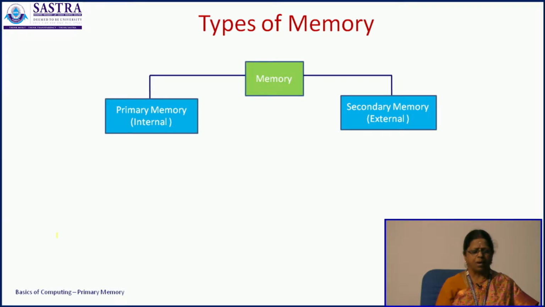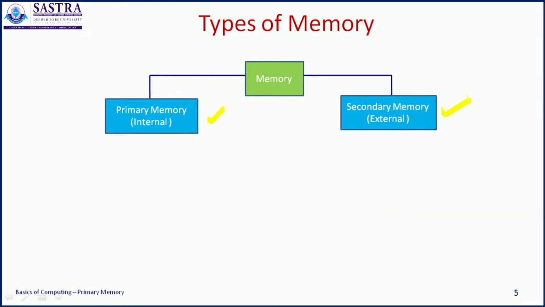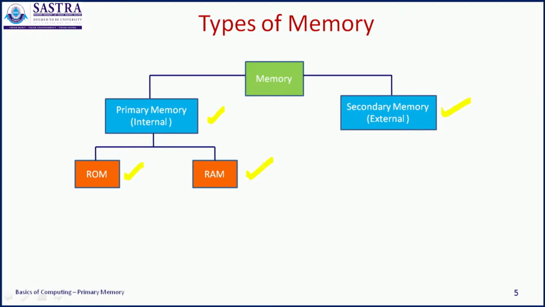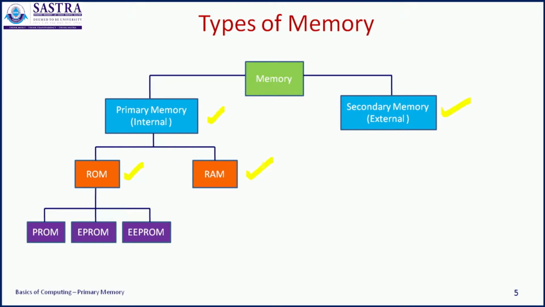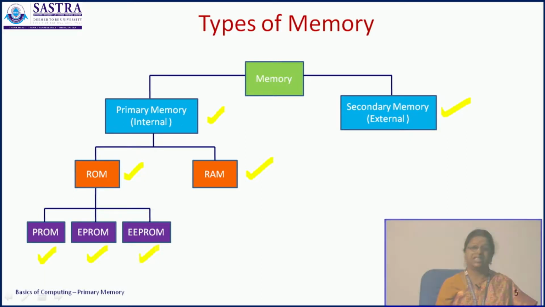So, on the whole, memory can be classified into primary memory as well as secondary memory. Again, we can classify primary memory into ROM and RAM. ROM can be classified into PROM, EPROM and EEPROM. What is PROM? It is programmable read-only memory. EPROM is erasable programmable read-only memory, whereas EEPROM is electrically erasable programmable read-only memory.